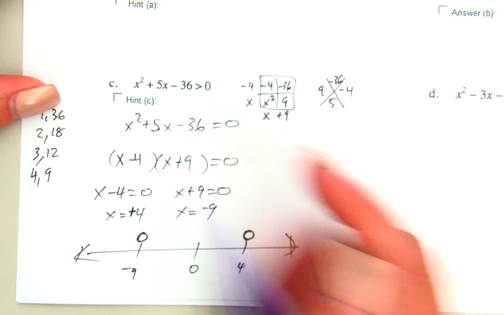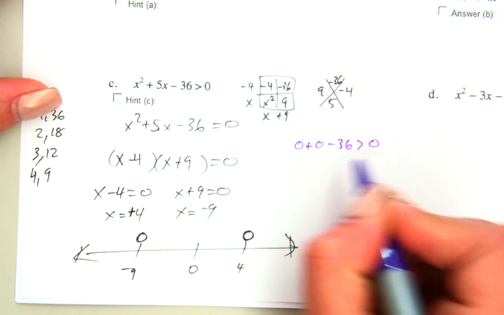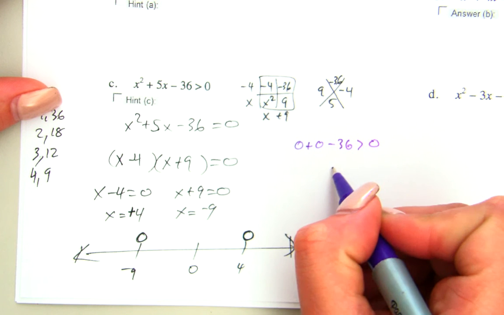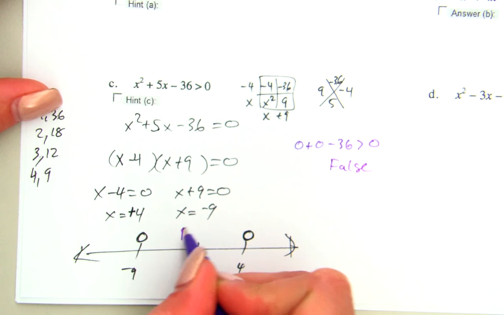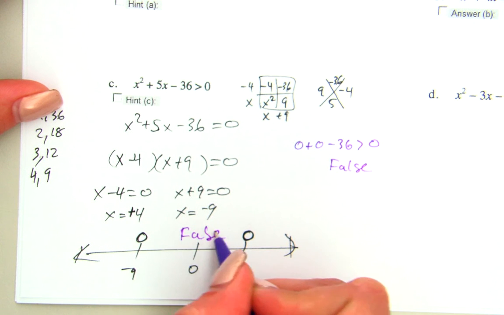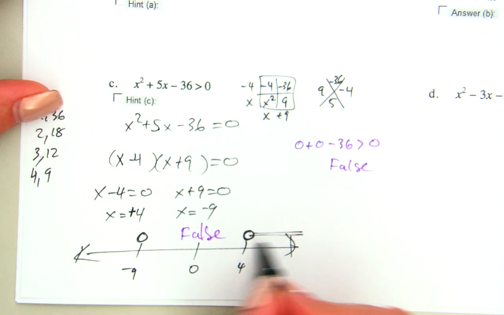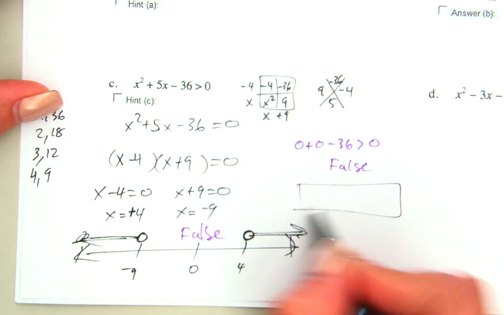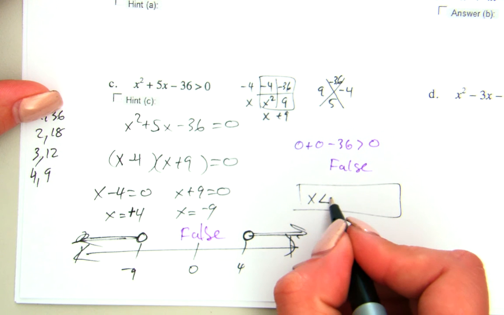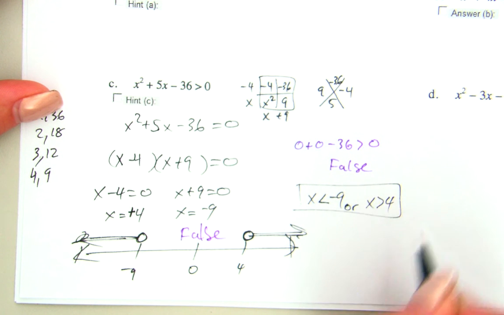Plug in 0. So you get 0 plus 0 minus 36. Is that greater than 0? Well, it's false. So it's false over here. So that means it must be true out here. Yay. So final answer: x has to be less than negative 9, or x has to be greater than positive 4.